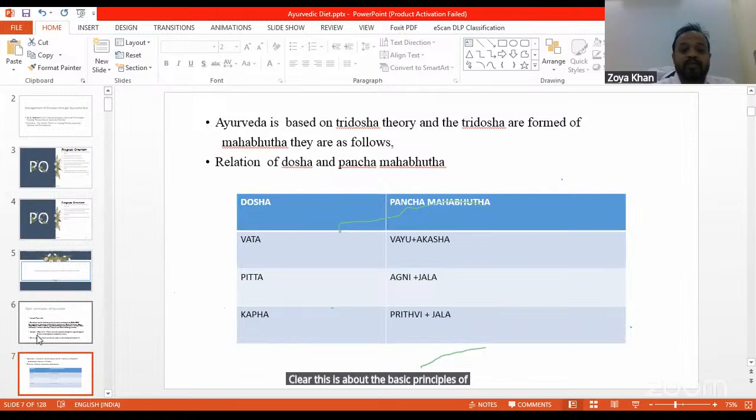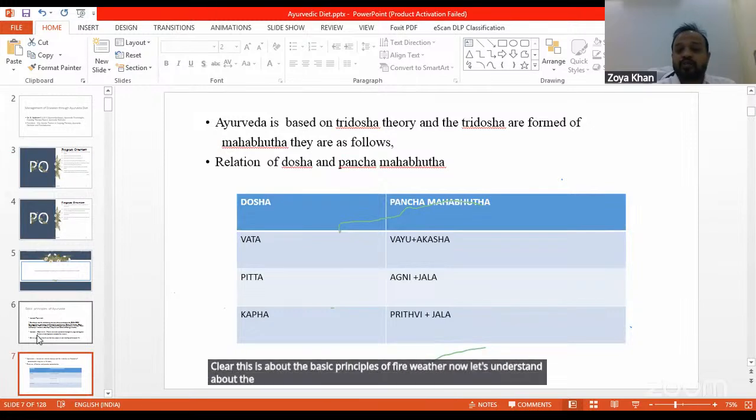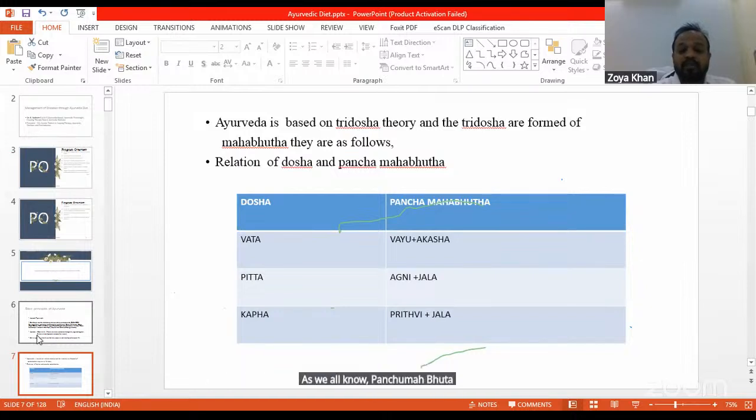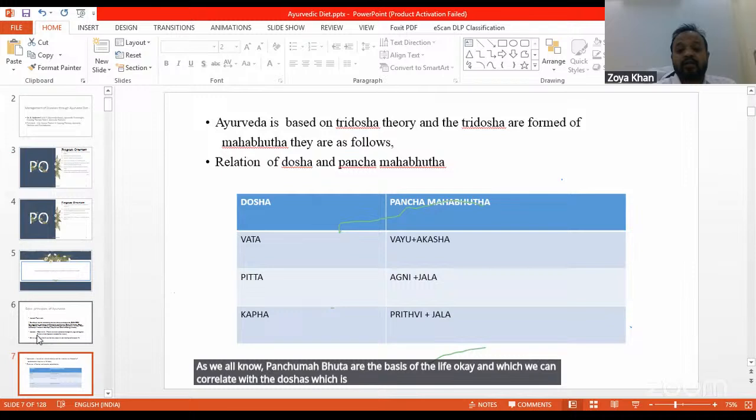Now let's understand that Ayurveda is based on the three dosha theory, and the doshas are formed of Mahabhuta. As we all know, Pancha Mahabhuta are the basis of life, which we can correlate with the doshas: Prithvi, Apa, Agni, Vayu and Akasha, and again Vata, Pitta, Kapha.